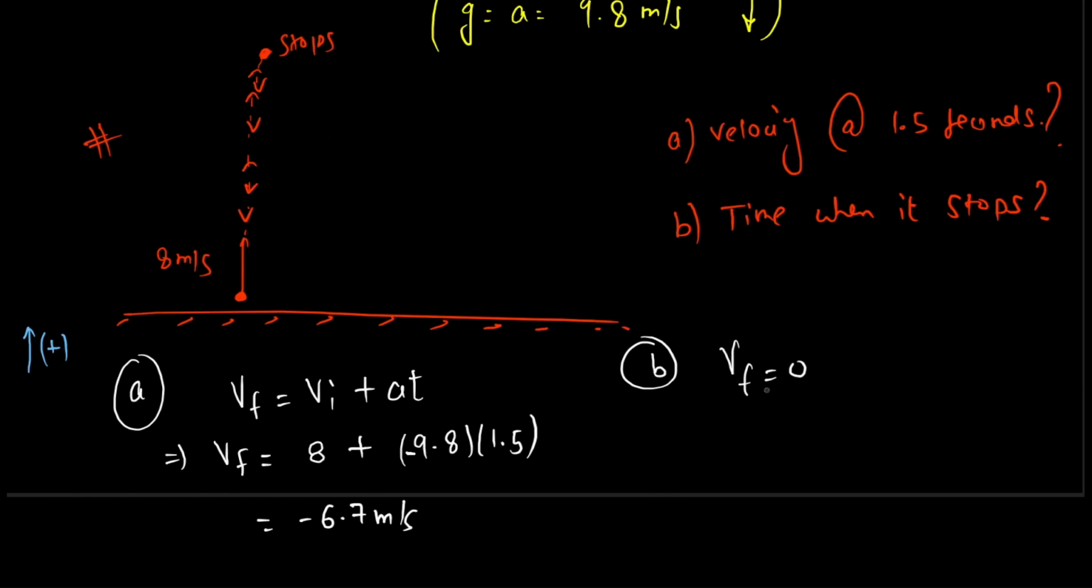So what is the time? Negative 8 is equal to negative 9.8 t. Right, so that's 8 divided by 9.8, which is around 0.81.